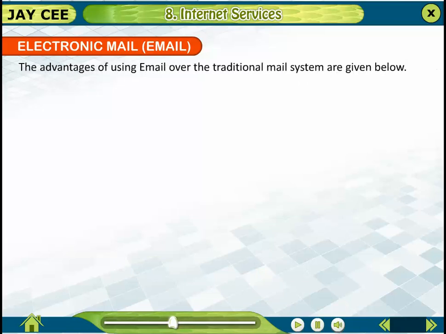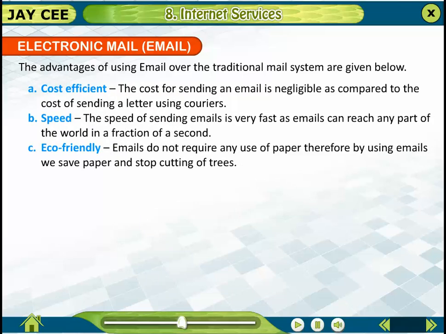The advantages of using email over the traditional mail system are given below. Cost efficient. The cost of sending an email is negligible as compared to the cost of sending a letter using couriers. Speed. The speed of sending emails is very fast, as emails can reach any part of the world in a fraction of a second. Eco-friendly. Emails do not require any use of paper. Therefore, by using emails, we save paper and stop the cutting of trees.